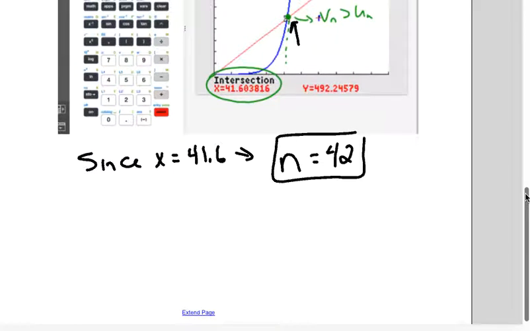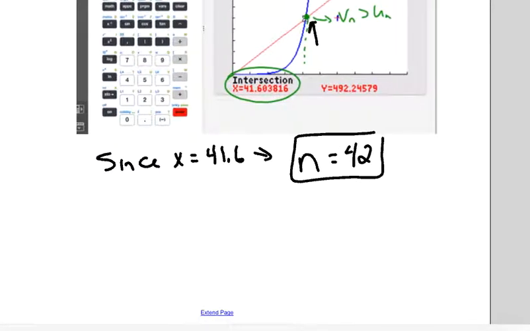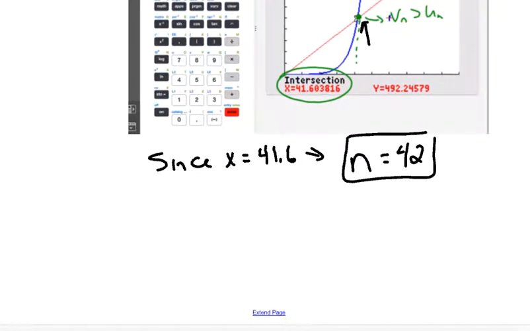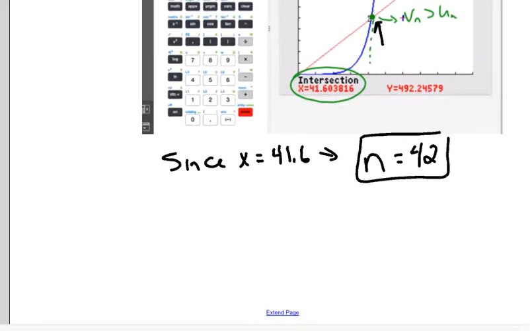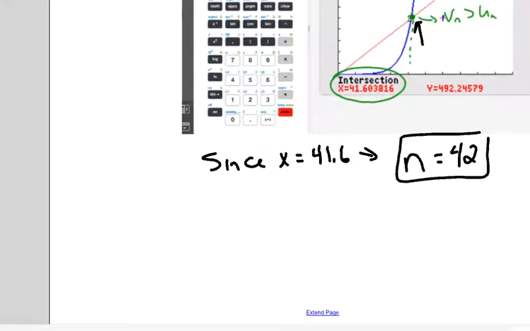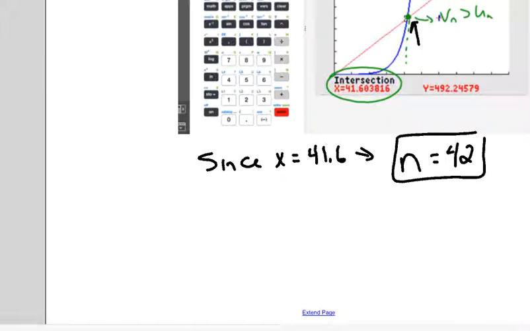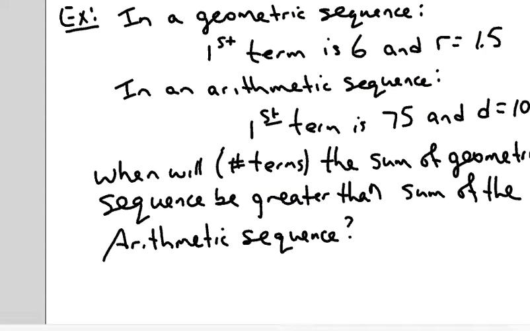Okay, so if we look at the original question, it said find the least number of terms such that the v sub n is greater than the u sub n. So it has to be at least 42 terms before that gets there, because we can't do part of a term. All right, so let's just save this for a minute. Lose anything, and we are on the next example.